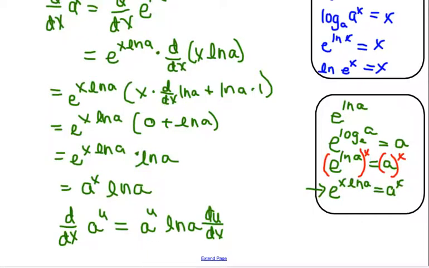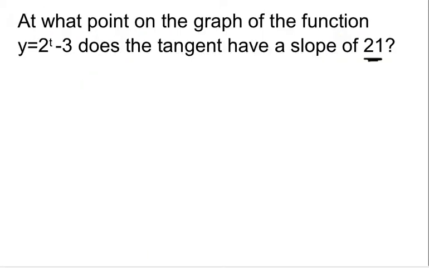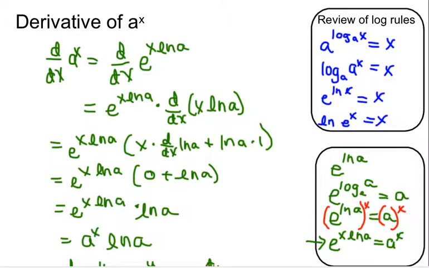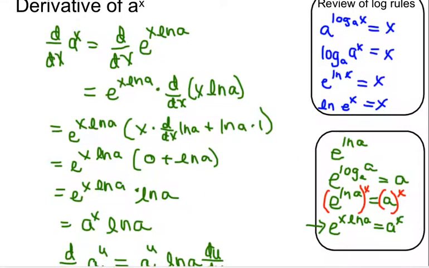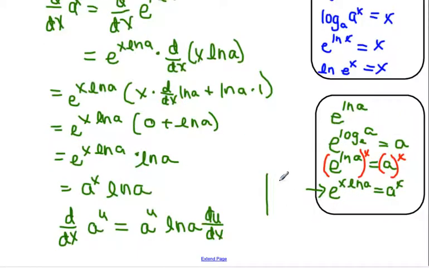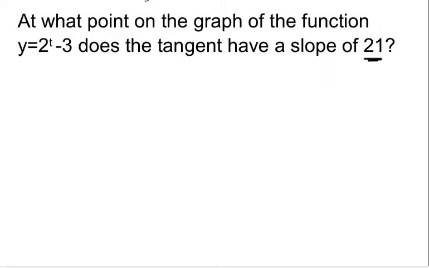Okay, so in the next example, we're going to apply this new derivative that we just found right here. Okay, so we're going to use this in our next formula. Okay, so here's the question: at what point on the graph of the function y equals 2 to the t minus 3 does the tangent have a slope of 21?